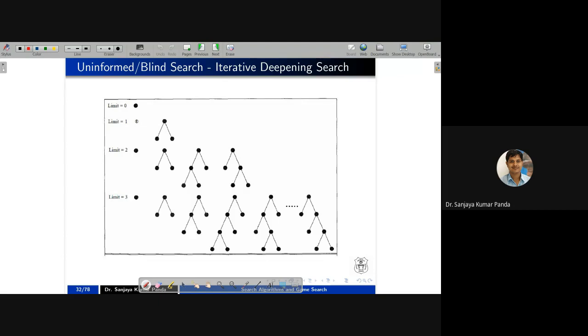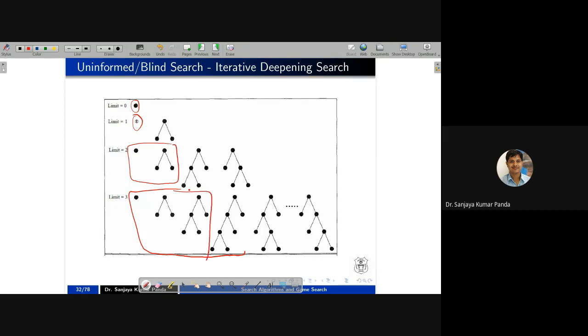This process you have to carry out for each and every limit. Here you can see the same process. For limit 0, you did this. For limit 1, you are repeating this. For limit 2, you are repeating this. For limit 3, you are repeating these things, right?